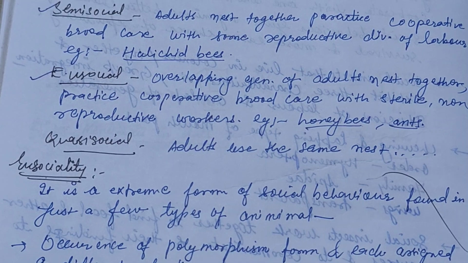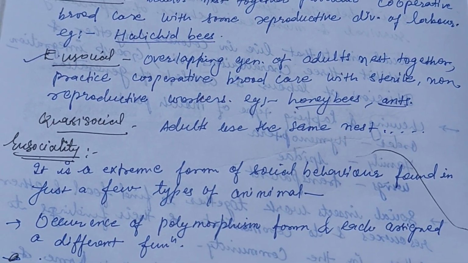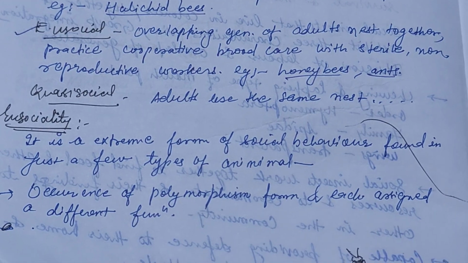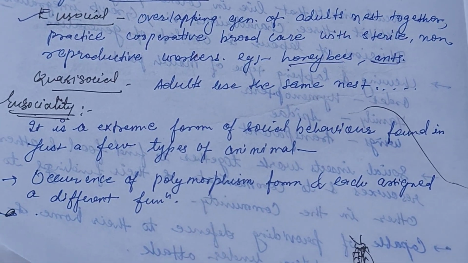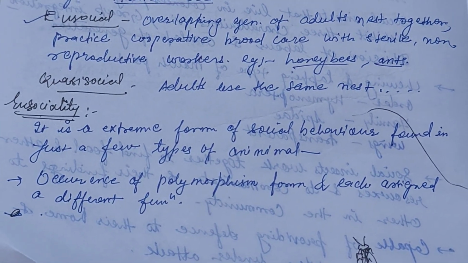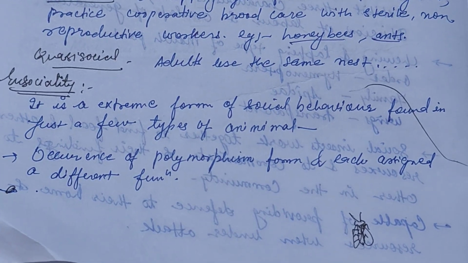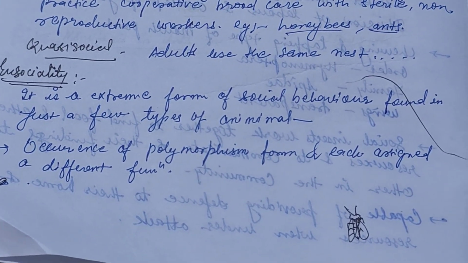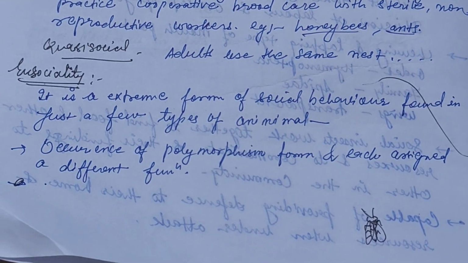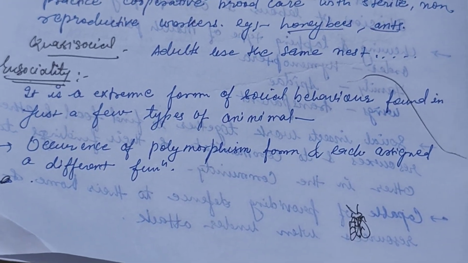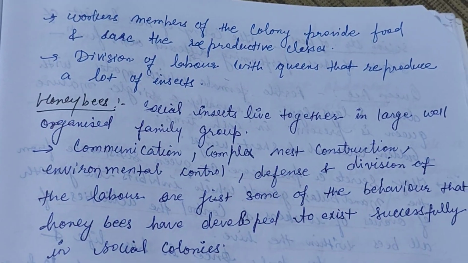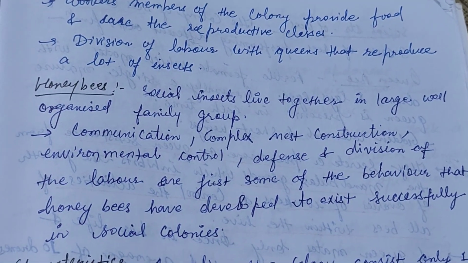The halictid bees show semi-social behavior. In eusocial, the overlapping generations of adults nest together and practice cooperative brood care with sterile, non-reproductive workers. Examples are the honeybee and the ants. In quasi-social, the adults use the same nest. Eusociality is an extreme form of social behavior found in just a few types of animals, with polymorphic forms, each assigned a different function. There is division of labor, with the queens reproducing a lot.